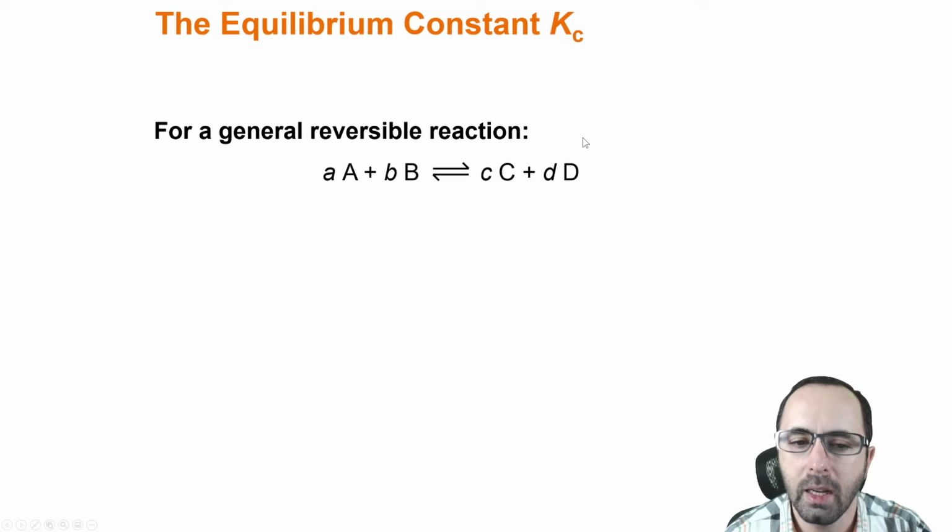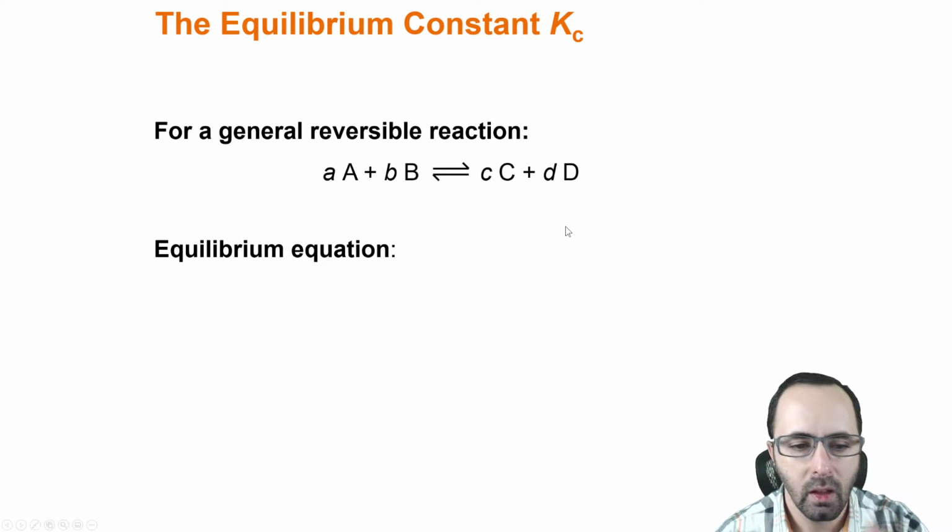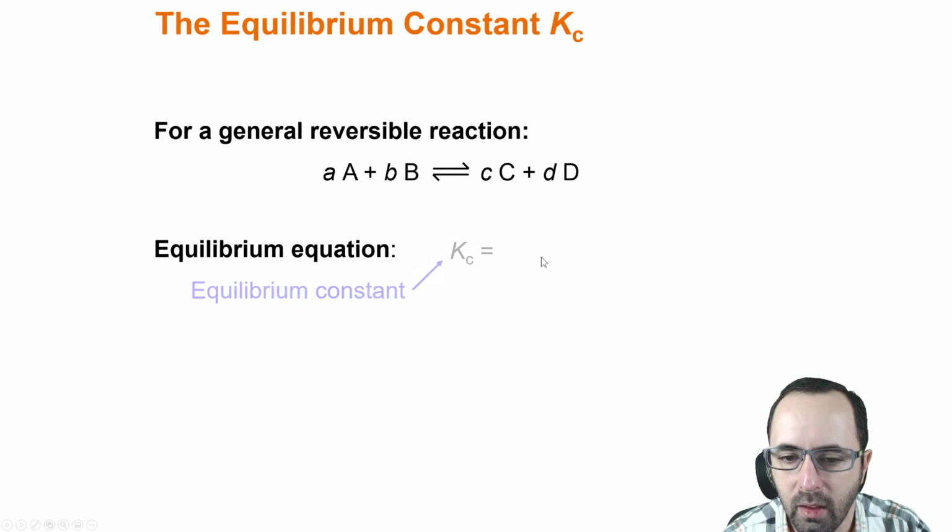So if we're talking about a general reaction here, where the reactants are big A and big B, and the products are big C and big D, and the little letters here represent the coefficients in the balanced equation, like 1, 2, 3, 4, 5, and so forth. So little a, little b are those coefficients, little c and little d are those coefficients. The equilibrium constant expression will look like this.